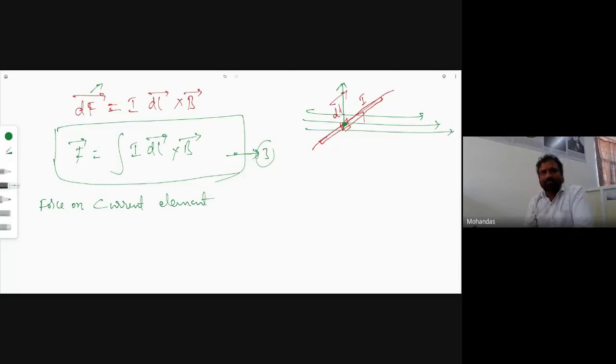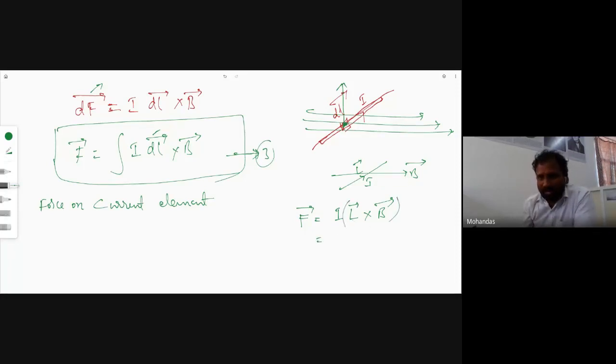Sometimes, in a particular problem, the conductor length is L like this, and it is placed in a magnetic field, and it carries a current I in a particular direction. In those cases, this is not a differential length, only a total length. The force can be written as I into L cross B. So let us write the L cross B formula.